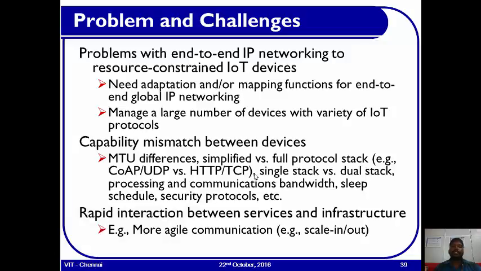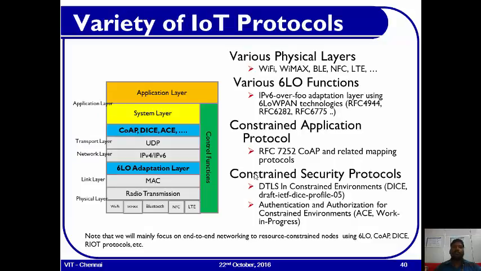Rapid interaction between services and infrastructure, more agile communications. The variety of IoT protocols: we have radio transmission with Wi-Fi, WiMAX, Bluetooth, NFC, LTE, MAC layer. We have first the adaptation layer, which solves the particular problem discussed in the earlier slide, that is the 6LoWPAN adaptation layer. We have a network layer with IPv6, UDP, CoAP, and DICE and ACE with respect to security, system layer and application layer.